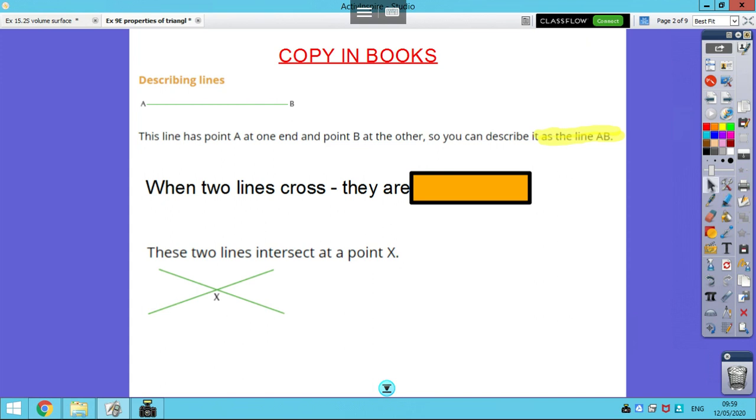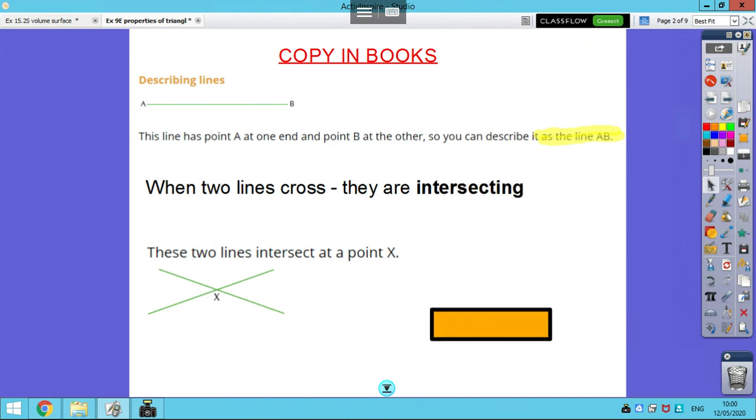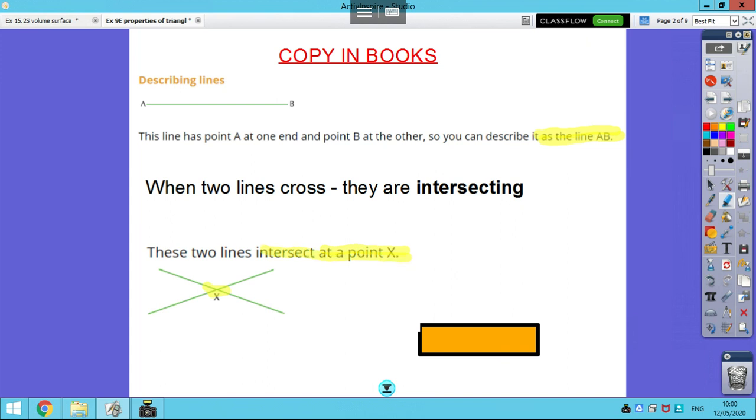Now, when two lines cross, there's a posh word that we use for it, and it's called intersect. So when two lines cross, they are intersecting. These two lines here intersect at point X. So this is your point X in the middle where they're crossing. So there's some new language there that we're going to be using. Instead of saying that two lines cross, we say they intersect, okay? Remember, you should be making notes and pausing the video whenever you need to.